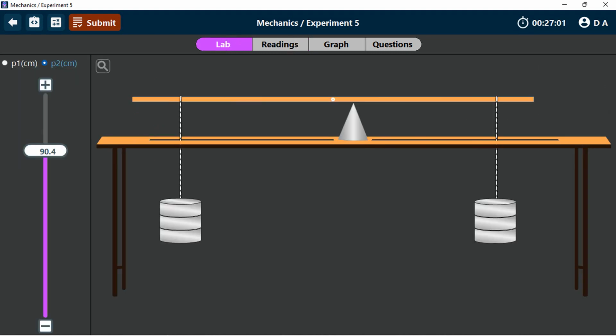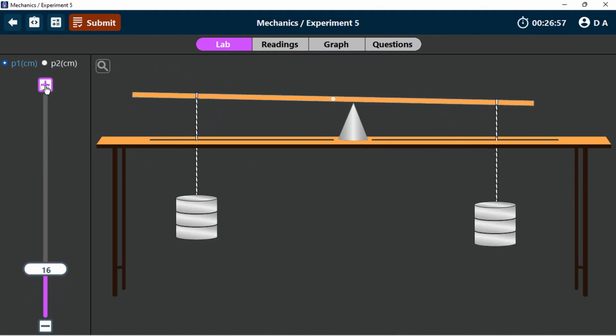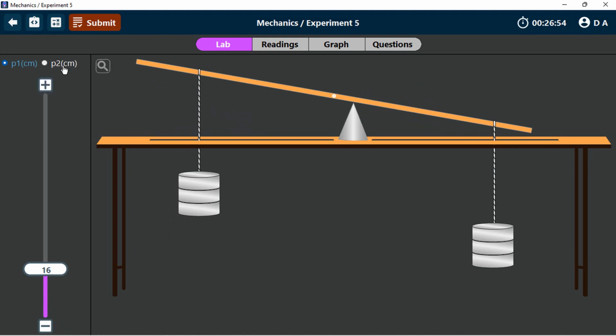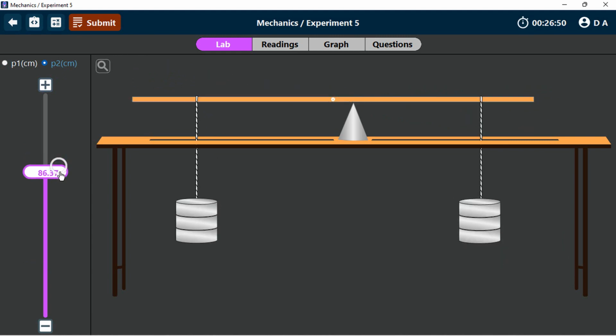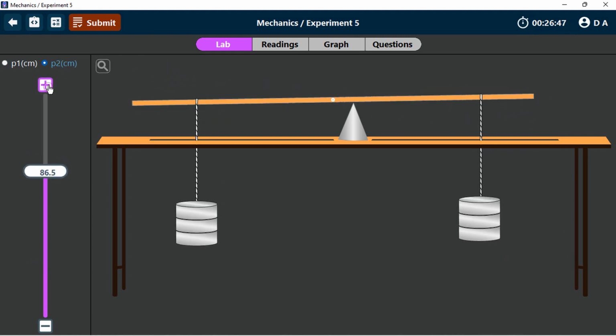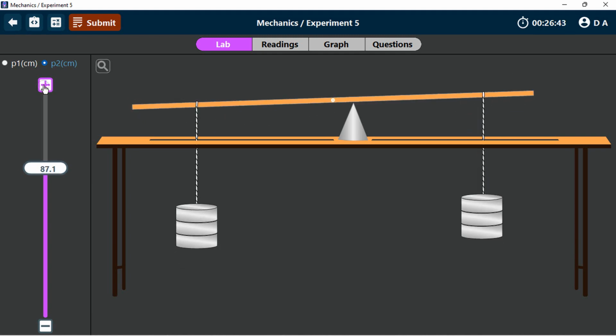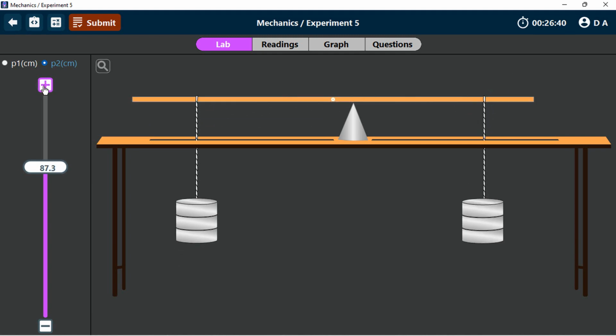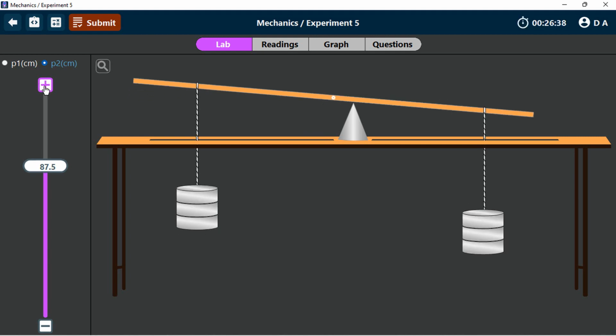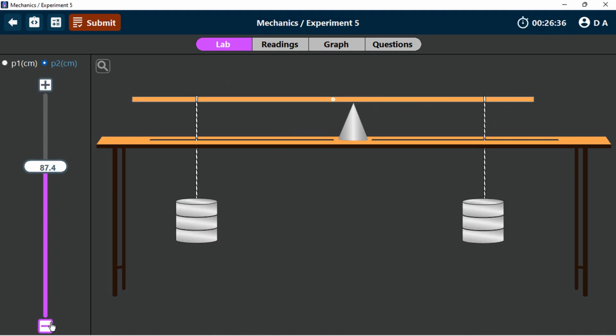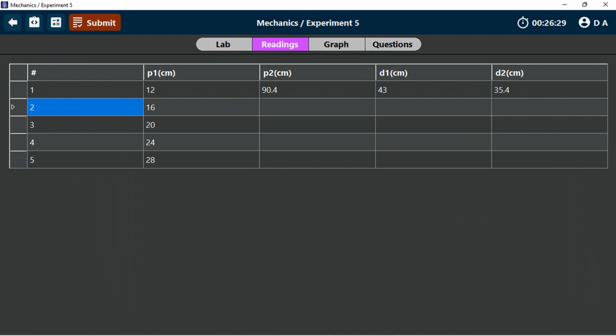The next thing I want to do is to repeat the process for when P1 is equal to 16. So you go to P1, you move this to 16, right? Once you have 16, you go back to P2, then you readjust this until you get this meter rule balanced. So here we have, let's get it balanced. We've gotten balance at, let's say, 87.4. So this is 87.4.